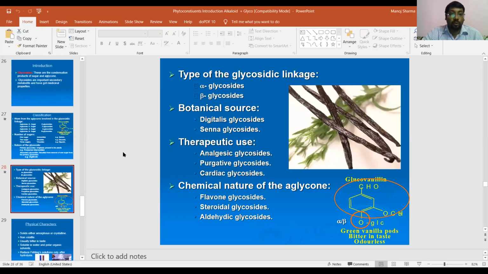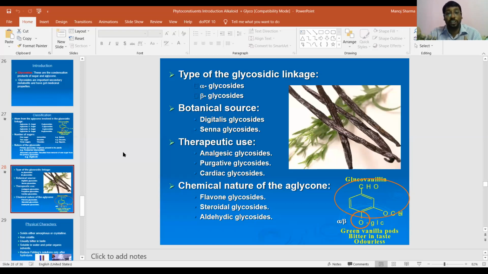So the next type of division of glycosides is on the basis of the linkage which is present, and that can be alpha glycosides or beta glycosides. It depends on the stereochemical structures also, the association of sugar with the aglycone portion. Likewise, we divide the alkaloids on the basis of the family, the species, the source from where we are obtaining them. Similarly, we can divide glycosides as such.